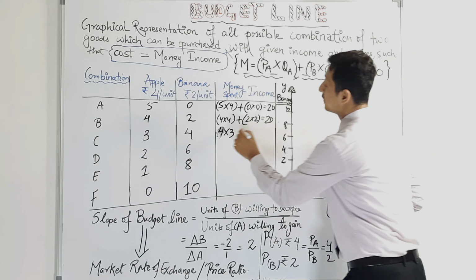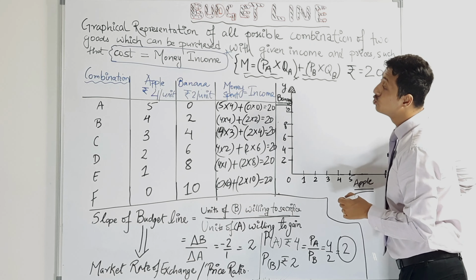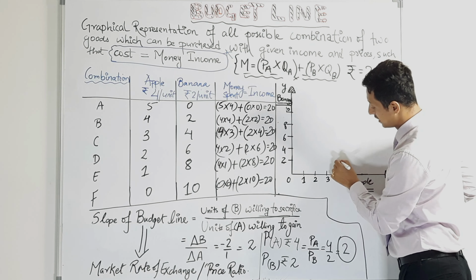Okay, so let's start with combination A, that is 5 units of apple and 0 units of banana, so it will be here. Then 4 units of apple, 2 units of banana, it will be somewhere around here. Then 3 units of apple, 4 units of banana. Okay, then 2 units of apple, 6 units of banana.